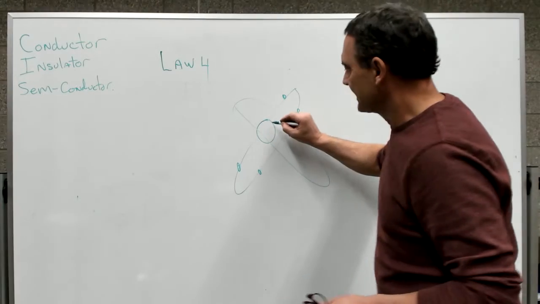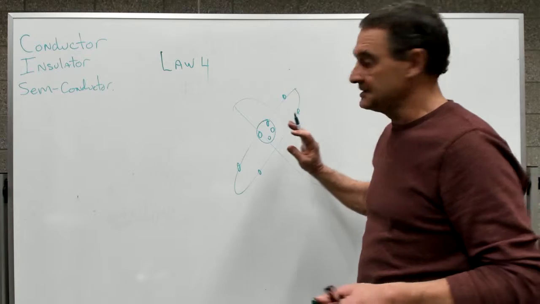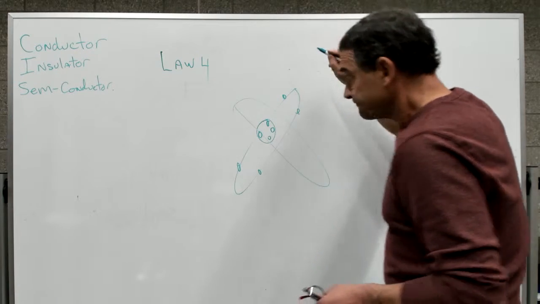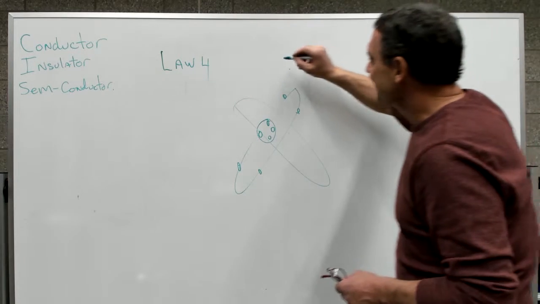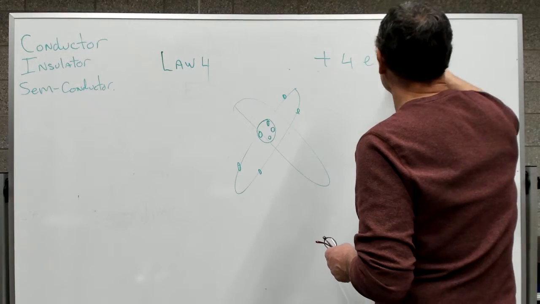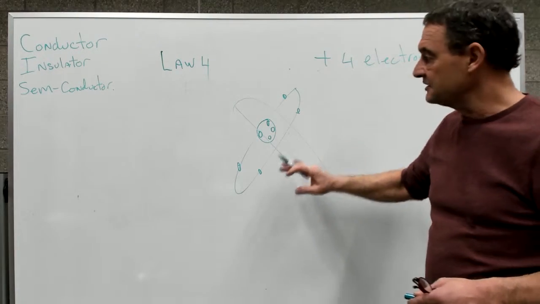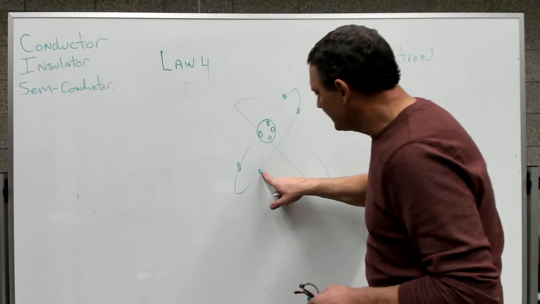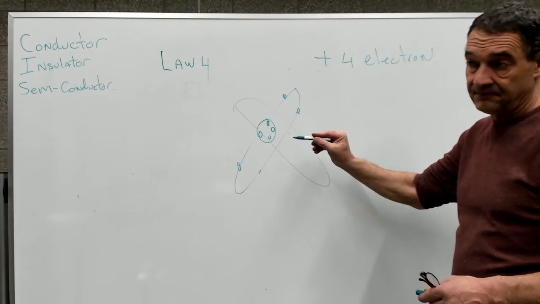1, 2, 3, 4. So those are the electrons, so we know we're going to have 4 protons in there, and we're going to have neutrons to balance it out. So with the Law of Four, what it says is if we have less than 4 electrons in the outer valence ring, we will have a good conductor. So this one has 4. So if we erase one, it becomes a conductor because it's less than 4.